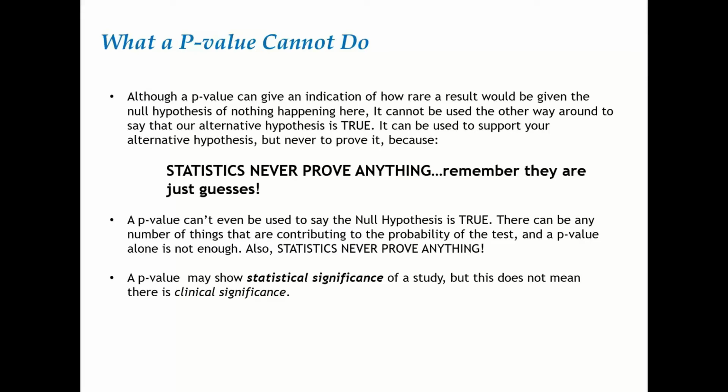I love that. Although a p-value can give an indication of how rare a result would be, given that there's nothing going on here, it can't be used the other way around to say that our alternative hypothesis is true. The alternative is what we want, right? We want there to be a difference, say, between our 2 groups or 3 groups or whatever. The null is saying that there's not, right? But if we don't have significance, we can't turn that around and say, oh, well, then my alternative must be true. It can be used to support your alternative, but it can never be used to prove it, because statistics never prove anything. Remember, they're just guesses. So you can't even use a p-value to say that the null hypothesis is true. We don't say anything's true. We don't prove anything. We're trying to guess at the truth, but we can't say our guess is true.